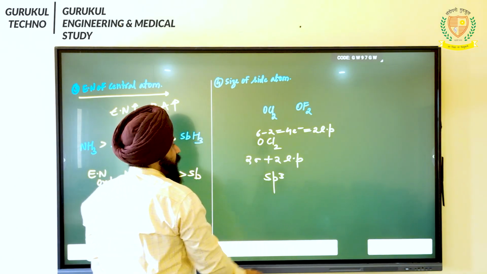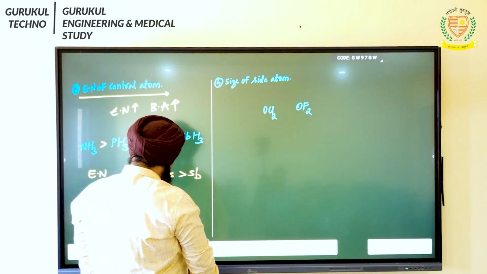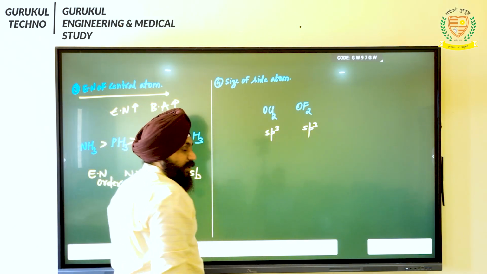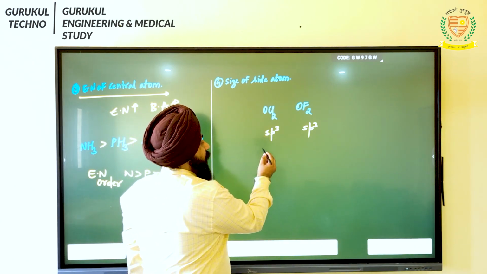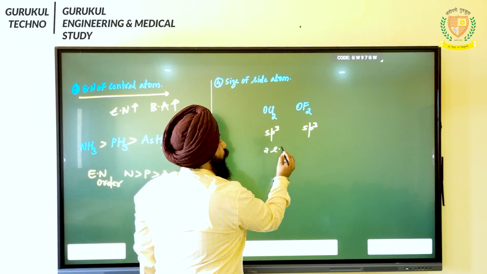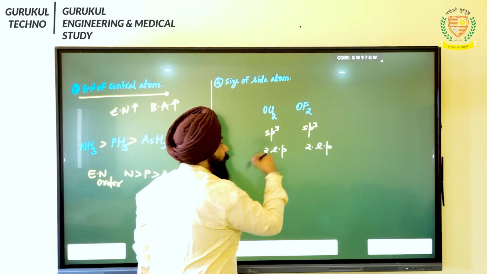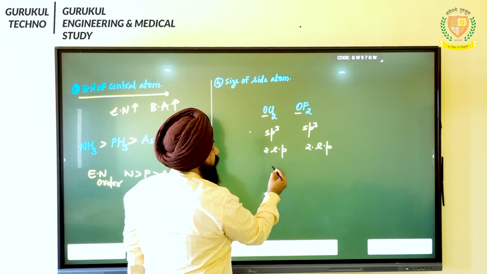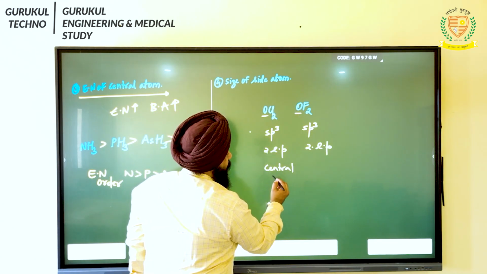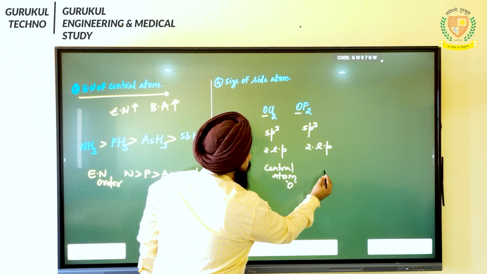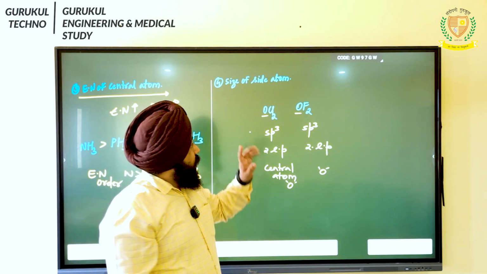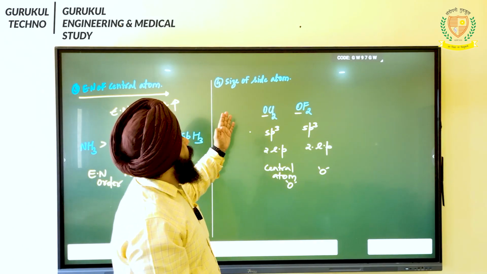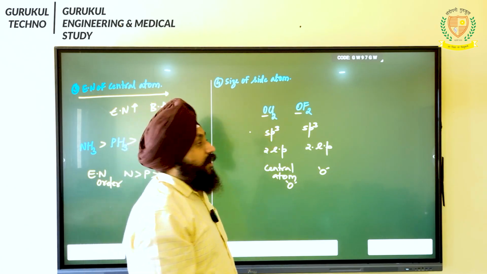Here the hybridization is sp3, and here also the hybridization is sp3. So the hybridization is the same. Both of them contain 2 lone pairs. Even the central atom is the same, oxygen in both cases. So all three things are the same over here. The fourth thing which you will apply is to look for the size of the side atom.